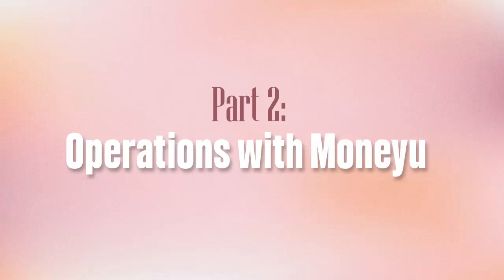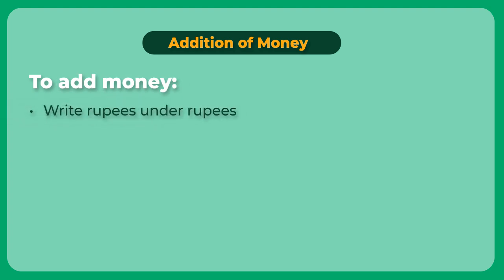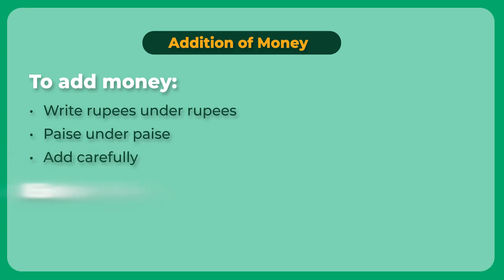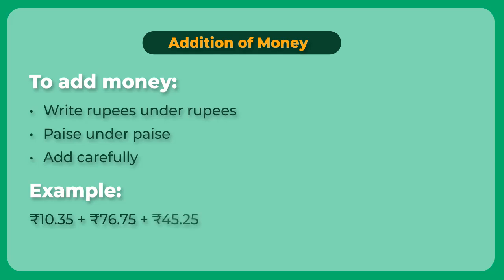Part 2. Operations with money. Addition of money. To add money, write rupees under rupees, write paise under paise, and add carefully. Example: 10.35 rupees plus 76.75 rupees plus 45.25 rupees is equal to 132 rupees 35 paise.